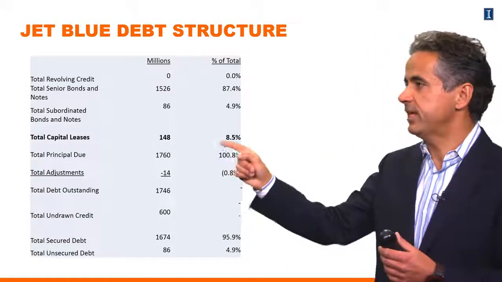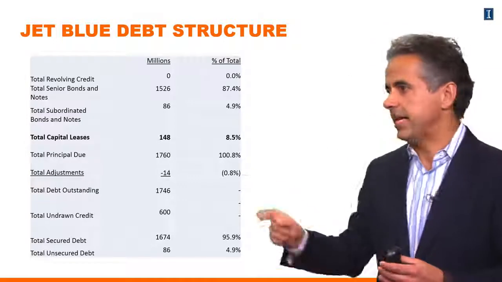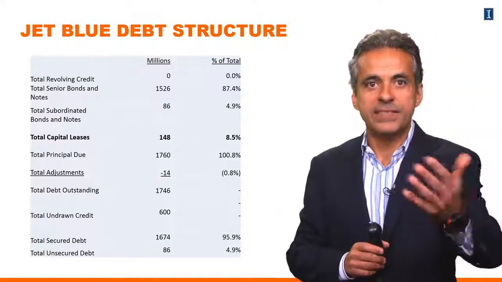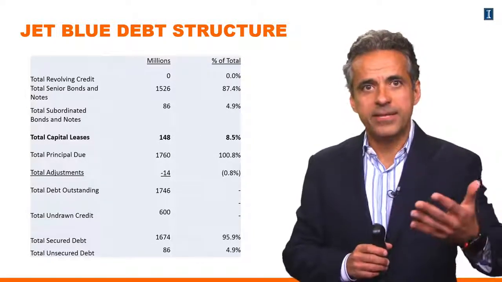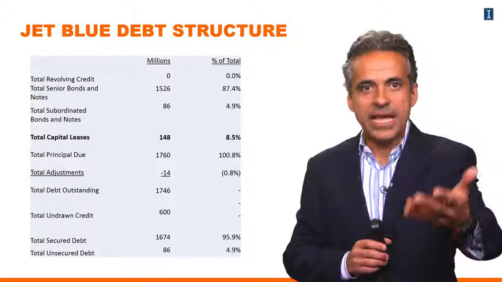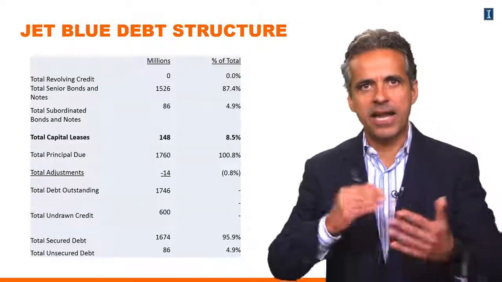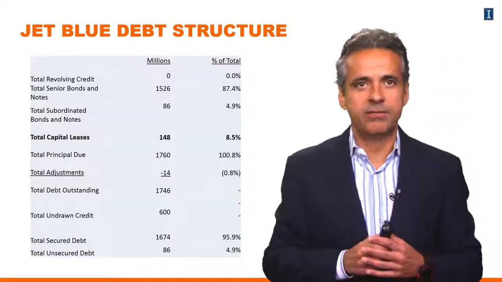The main difference here is that JetBlue does use leases. So 8% of the total debt that JetBlue has corresponds to leasing. Essentially, airlines are going to lease. They use the leasing market to rent airplanes instead of borrowing money and buying airplanes. Airlines are also renting airplanes, and you can see that in the balance sheet of JetBlue.